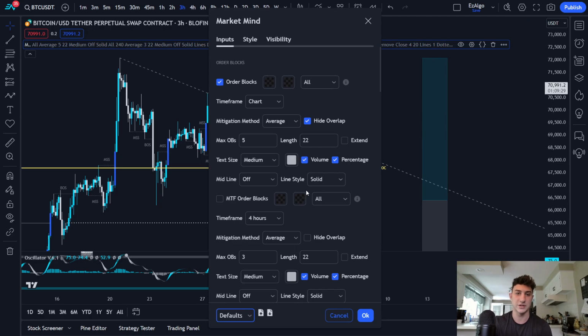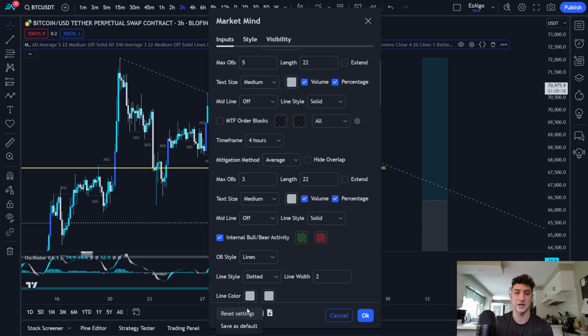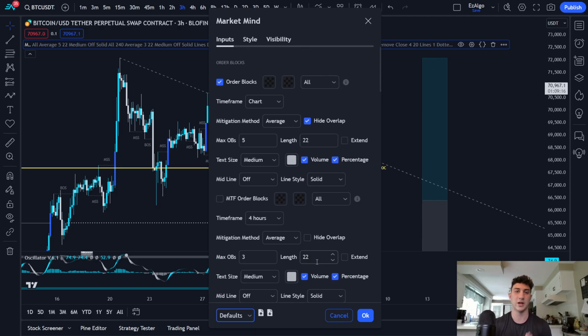Now, by the time you're watching this video, there will be another update, so it might look slightly different. There's a few glitches that we're trying to hammer out in the next update pretty soon. But let's go into the settings. I just reset the settings to default, and we're going to go one by one talking about the inputs. First, we have the order blocks with a multi-time frame toggle as well.